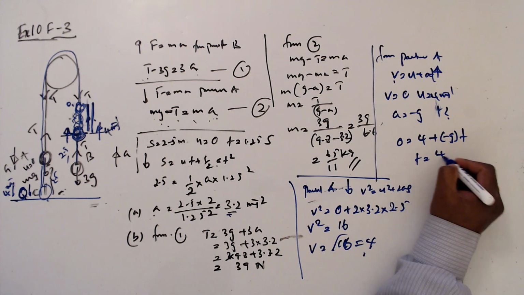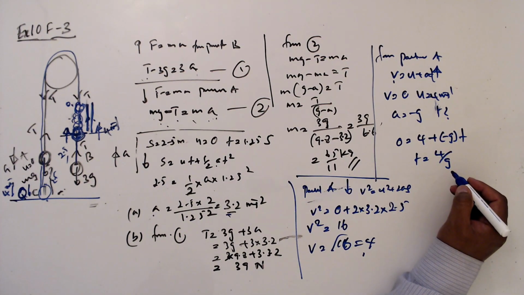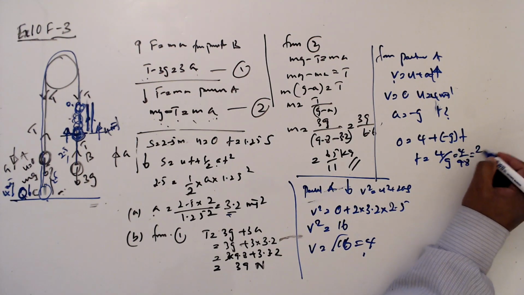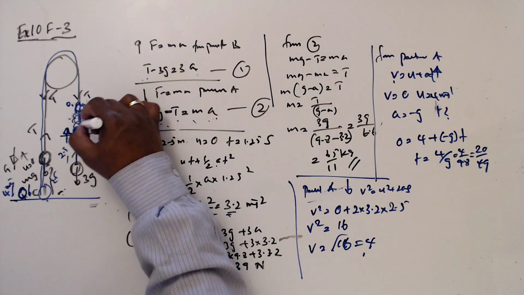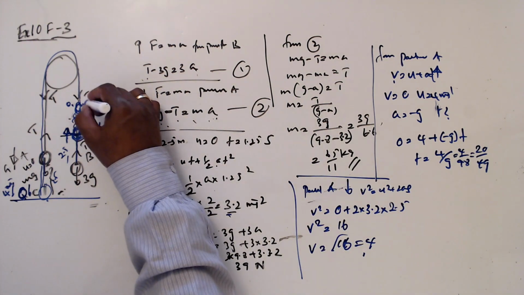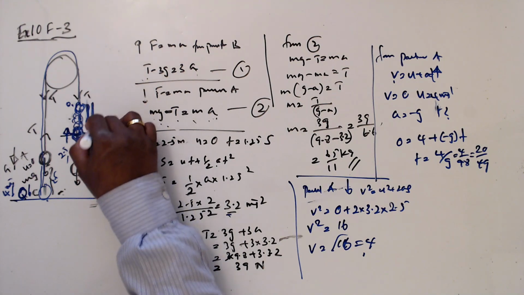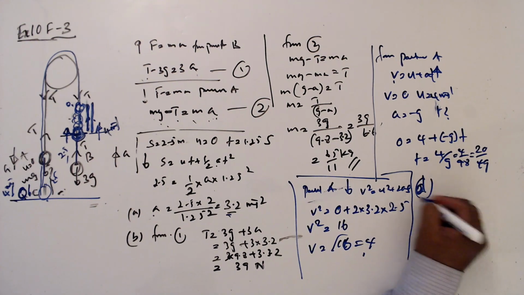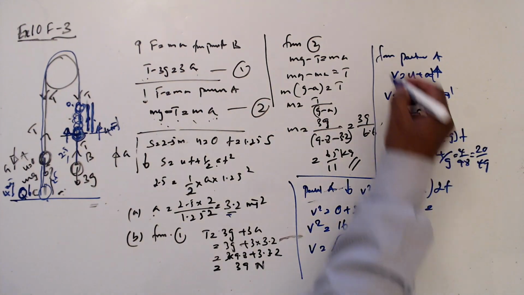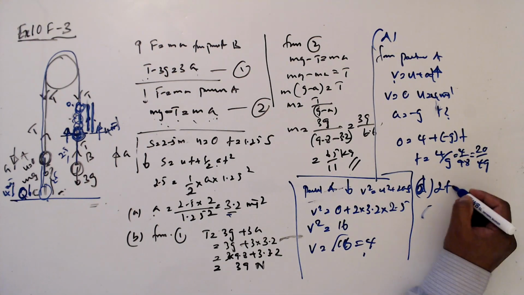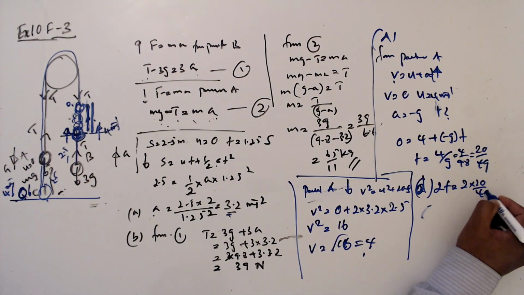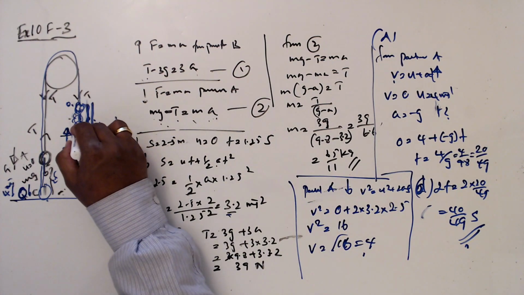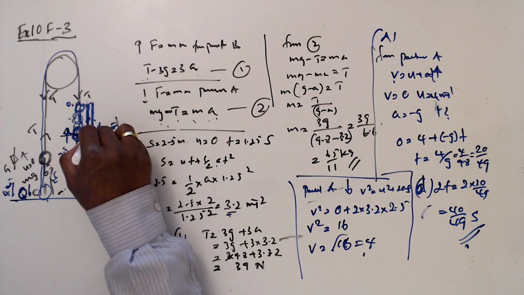So t equals 4 divided by g. That is 4 divided by 9.8. So we will get 20 over 49. So it will take 20 over 49 seconds to go up and 20 over 49 to come down. So the total, part D, is 2t, which equals 2 times 20 over 49, that is 40 over 49 seconds it takes.